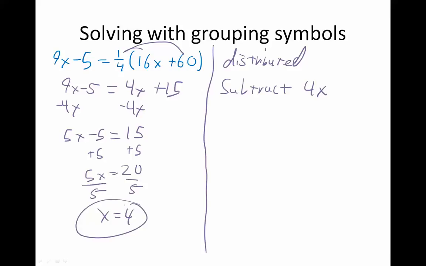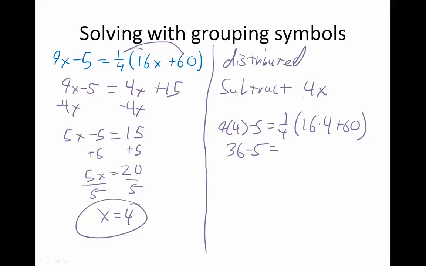Now we're done. It checks out, right? It will check out. 9 times 4 minus 5 equals 1/4 times 16 times 4 plus 60. Notice that we're getting a lot more complicated now with our checks, but let's do it. It's good habit to do it. There shouldn't be a solving test where you ever are unsure how you did, because you can check your answers at the end of every single one.